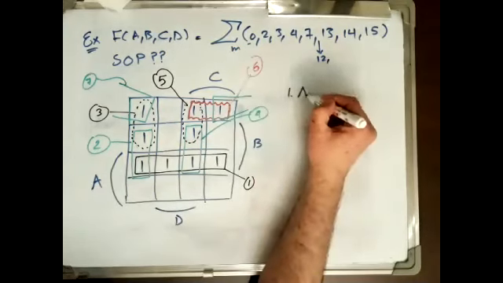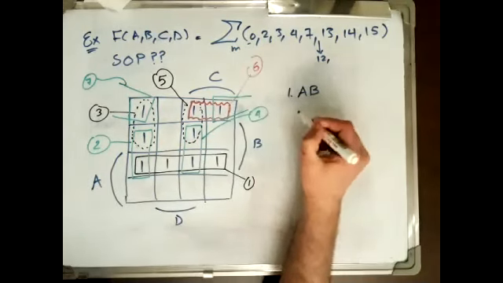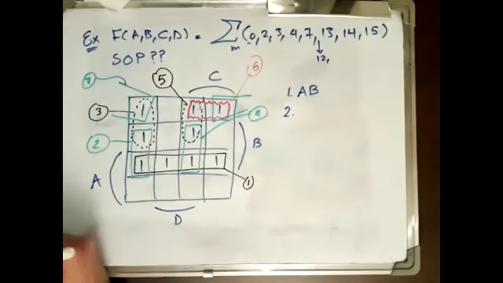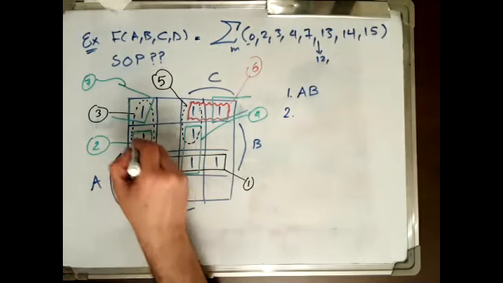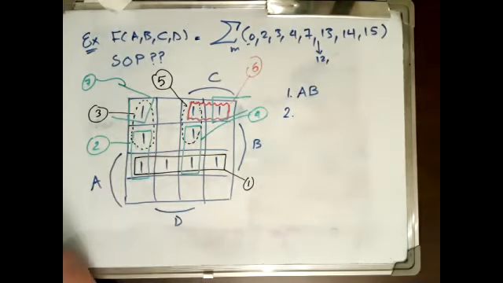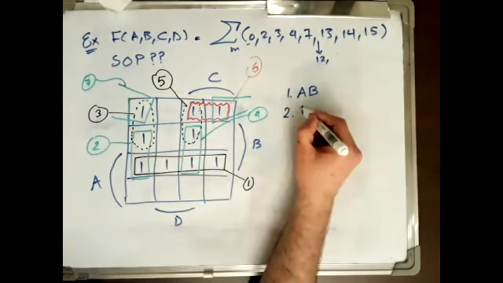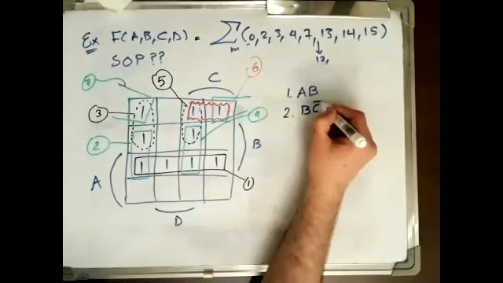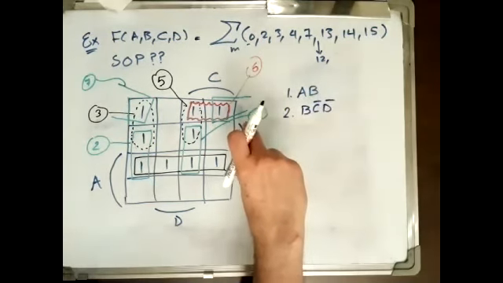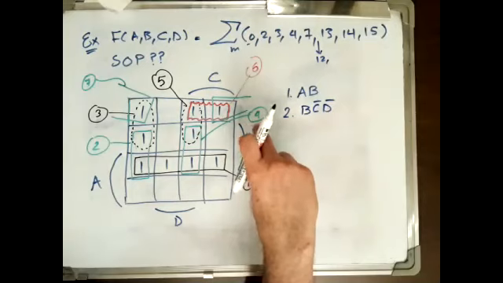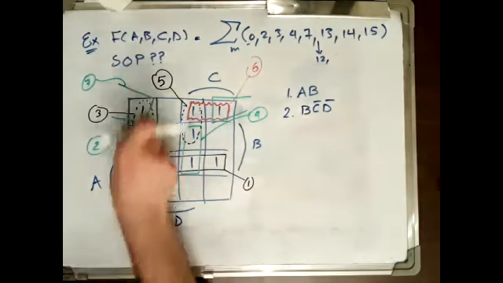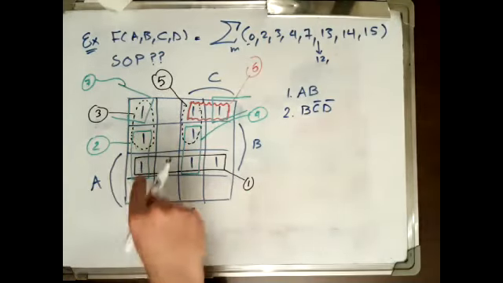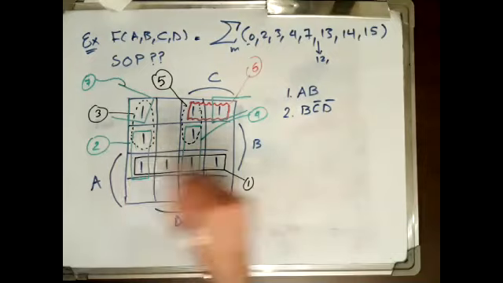So it is A, B. Number two, where is number two? Number two is this one. Can anyone help me with this? What is the logic expression for number two? It is B, C bar, D bar. Yes, thank you. So it is B, C bar, and D bar. So if you intersect these three regions, you will end up with these two squares.